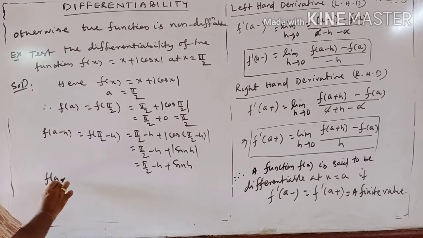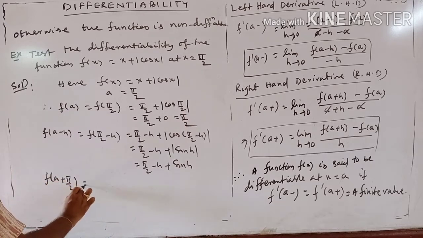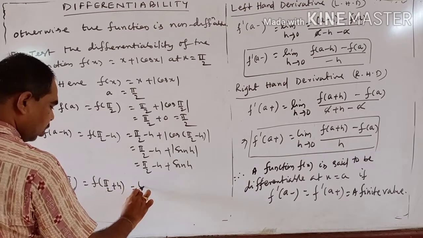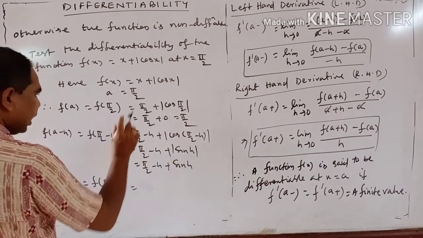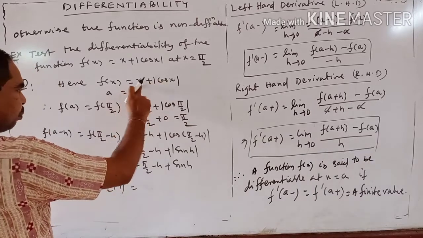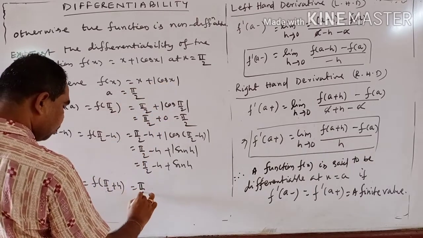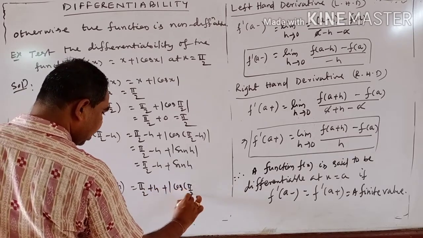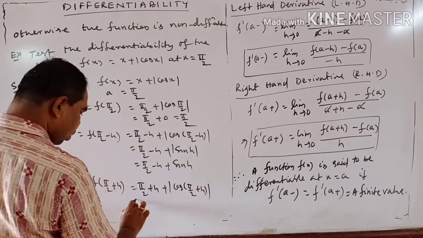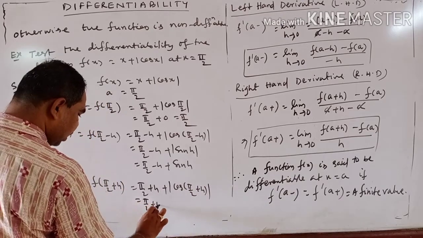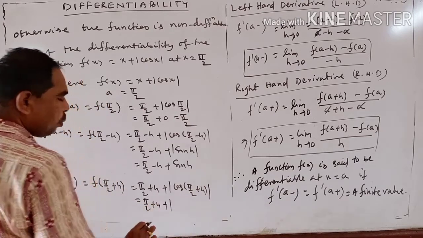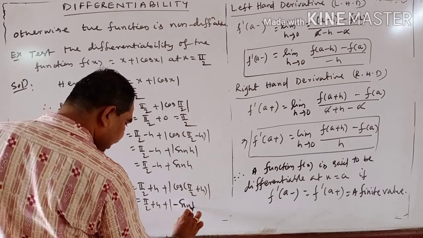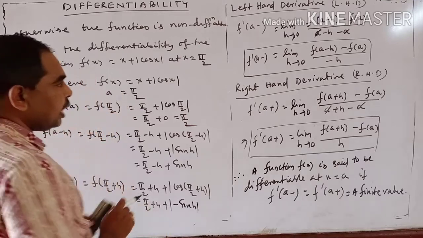Next f of a plus h, so this is f of pi by 2 plus h. So is equal to put x is equal to pi by 2 plus h, pi by 2 plus h plus mod of cos of pi by 2 plus h, so is equal to pi by 2 plus h plus mod of cos of 90 plus theta, which is minus sin theta, so minus sin h.